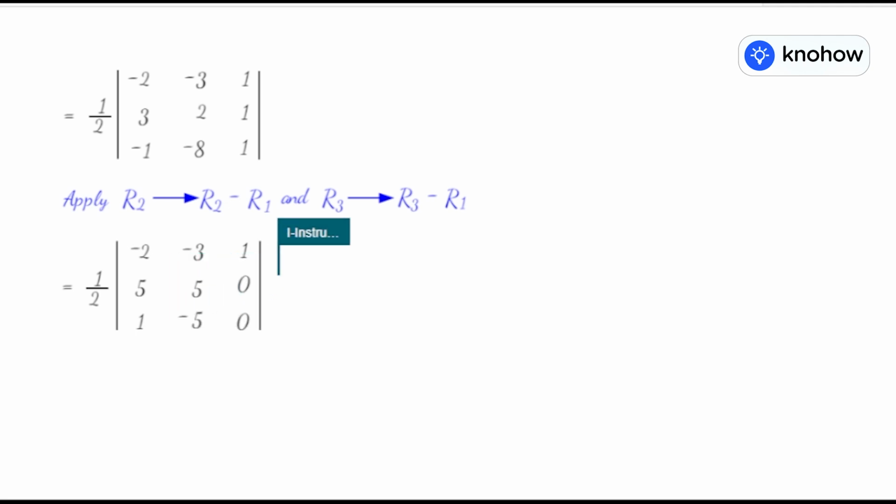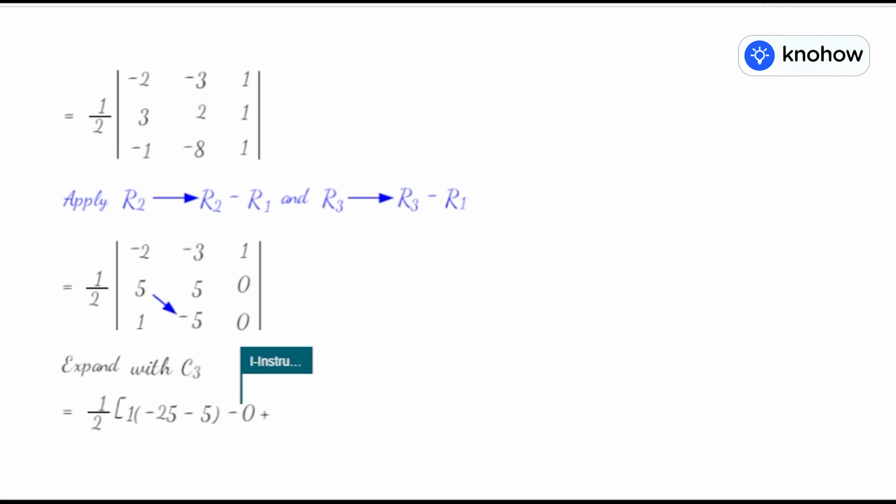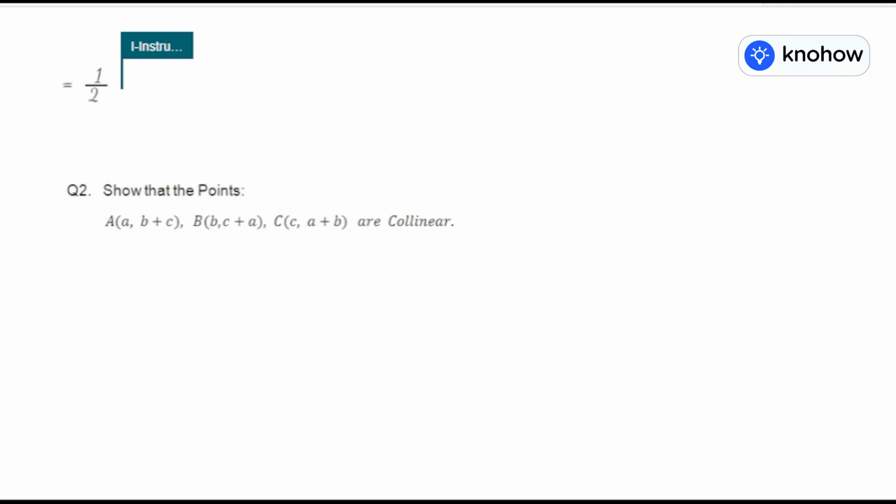So expand with C3. So half is out and you get 1 times minus 25 and minus 5, and of course the other two elements will be 0, 0. So you get half into minus 30 minus 15. But we never give the area in negative. So finally you should write the area of the triangle is the modulus of negative 15, that is 15 squared units. So take the modulus of it.